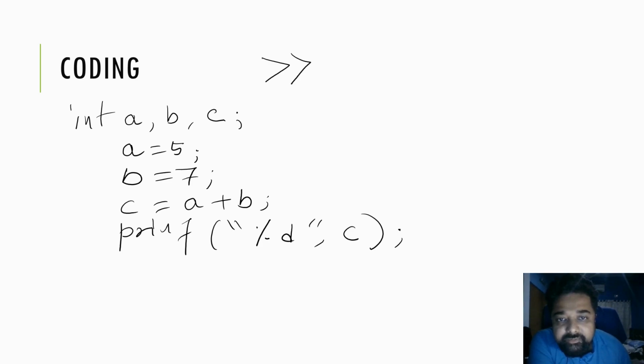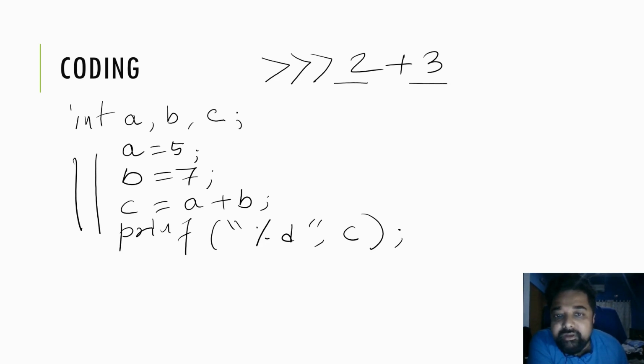In the command prompt this sign will come. You just write 2 plus 3, then enter. It will give the output. No need to write all this coding, just write two numbers and the plus sign. No semicolon, no printf, nothing. That is the beauty of Python. This is for addition. You can write 5 minus 2, then enter, and it will give the output.